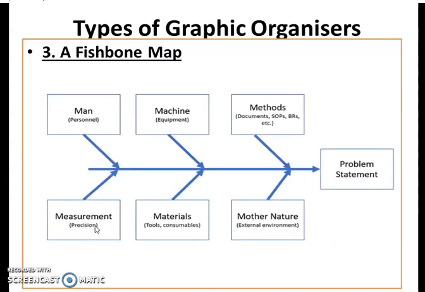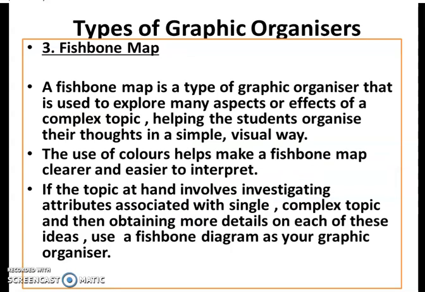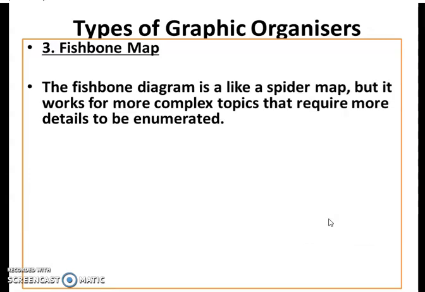So, if we see in the previous picture, there are different aspects that are dealt with here: men, machine, methods, measurement, materials, mother nature, and all these aspects contribute to the problem statement. So in this way, we can make use of a fishbone map, which can be done even for a single complex topic, or obtain more details about it or more ideas associated with it.